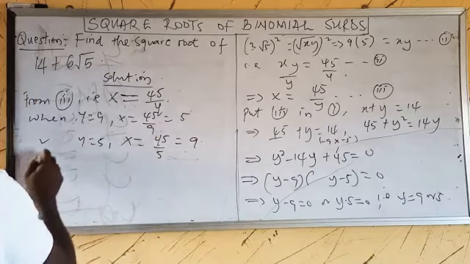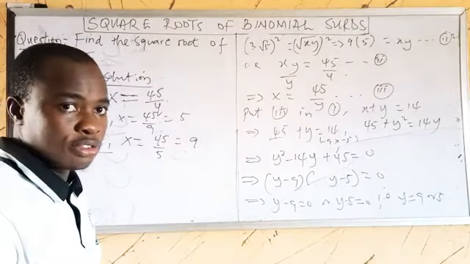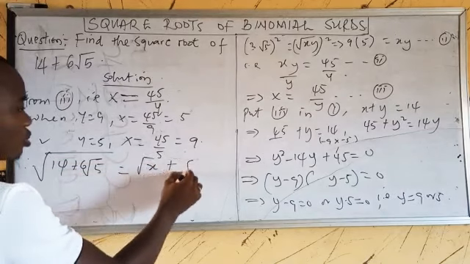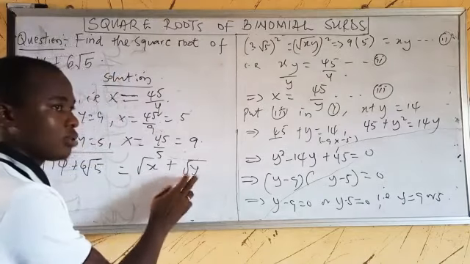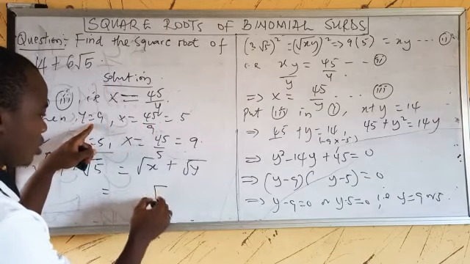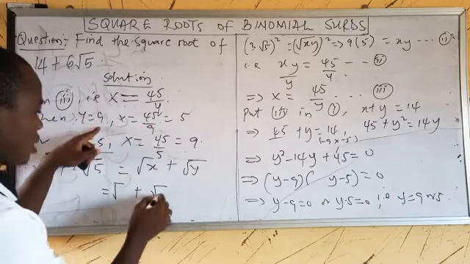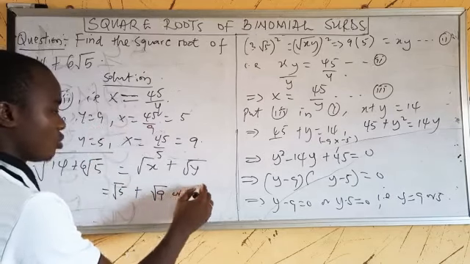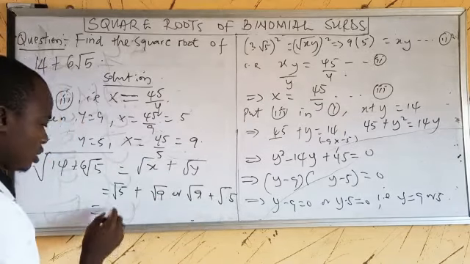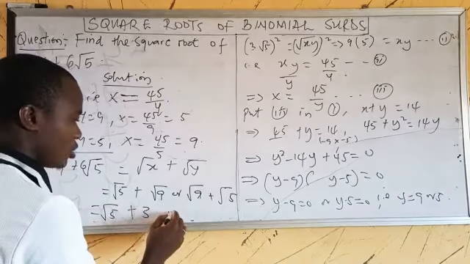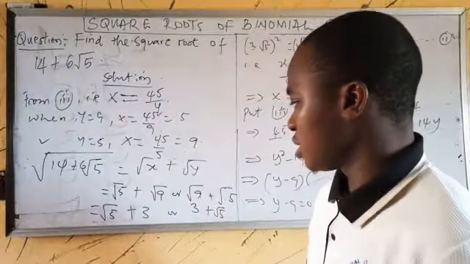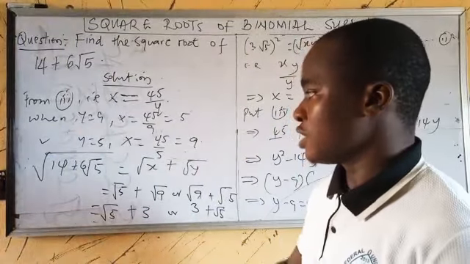Can you see that? Do not forget that from the beginning of the solving we have 14 plus 6 root 5 equals root x plus root y, squared. Now we just put in the values of x and y. When y is 9, x is 5, or when y is 5, x is 9. This reduces to 3 plus root 5, because the square root of 9 is 3. If you look at the two values, they are the same thing.